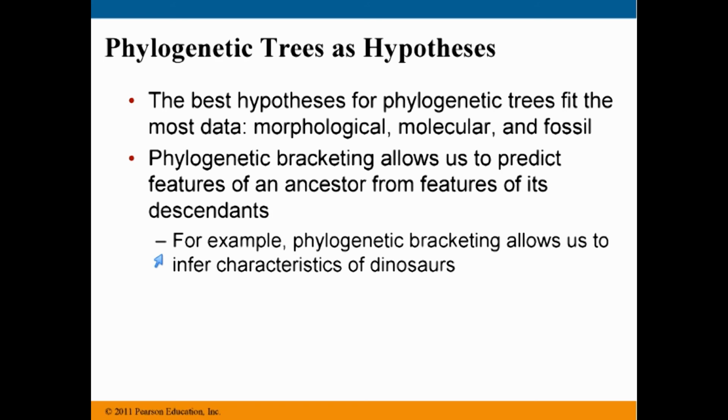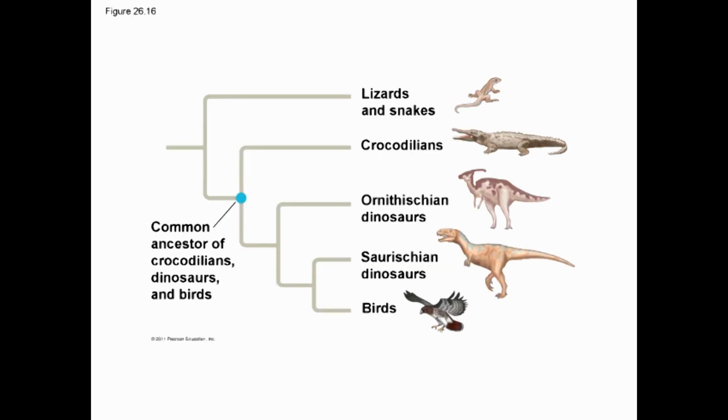So the example that they give here is that phylogenetic bracketing allowed us to infer a lot of the characteristics of dinosaurs. And if you ever follow any of this data, this information changes from time to time. So sometimes they back up and say, yeah, this dinosaur that we thought was scaly actually had feathers. So once we come across data, sometimes we change our minds, which is the beauty of looking at phylogenetic relationships.